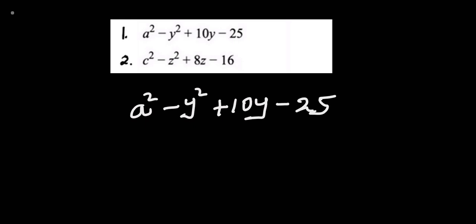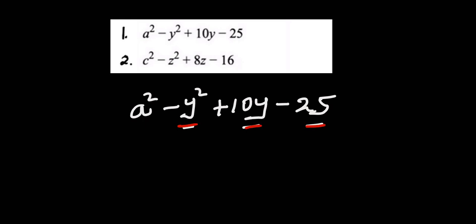Question number 1. a squared negative y squared plus 10y negative 25. To solve this problem, first we need to recognize that we have negative y squared plus 10y negative 25 on the right side. So we need to put this in parentheses. Let's enclose these three terms in parentheses.